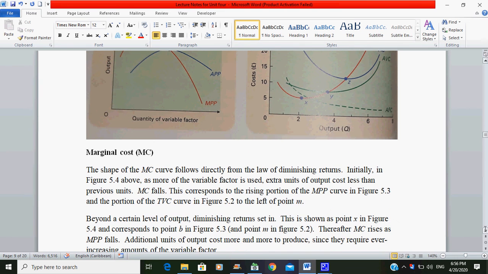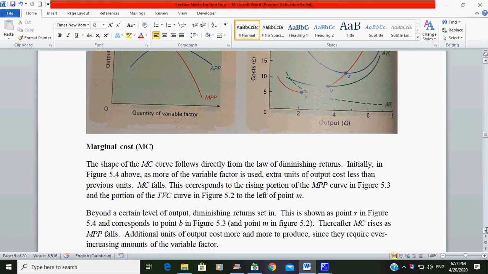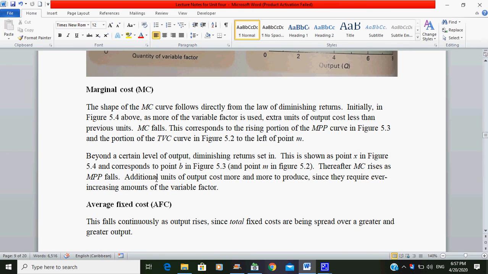This corresponds to the rising portion of the MPP curve in figure 5.3 and the portion of the total variable cost curve in figure what? 5.2 to the left of point M. You can go back and look at it for yourself. Beyond a certain level of output, diminishing returns set in. This is shown as point X in figure 5.4, which is right here, and corresponds to point B in figure 5.3 and point M in figure 5.2. Thereafter, marginal cost rises as the MP falls. Additional units of output cost more and more to produce, since they require ever increasing amounts of the variable factor.